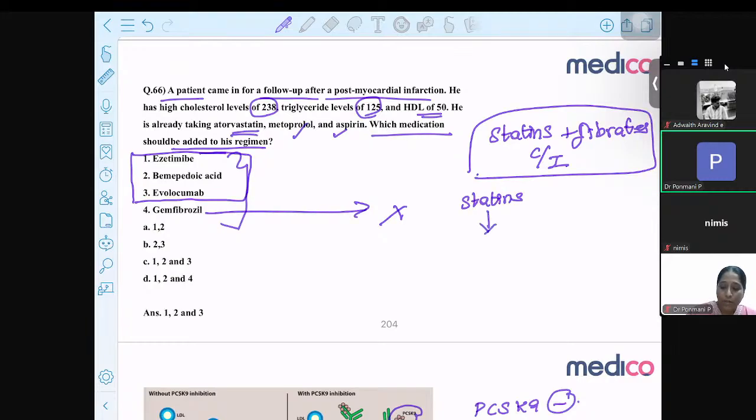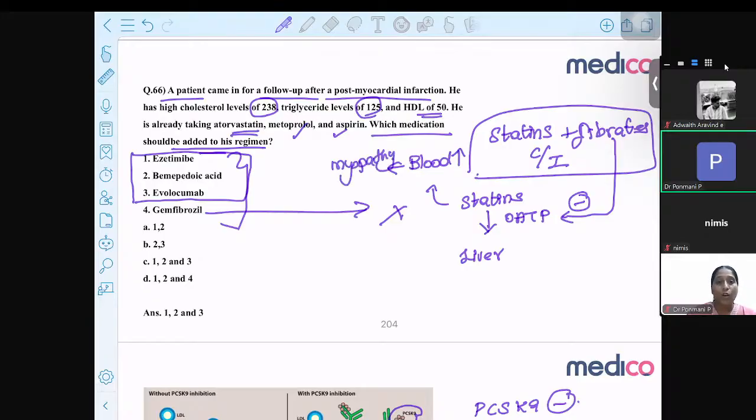It is going to be taken into the liver with the help of a transporter, the OATP transporter. Fibrates inhibit the OATP transporter. Hence, statins will not be taken into the liver. Now, what happens? The blood levels of statins will increase, and this can also cause myopathy. So the myopathy is going to get worsened. That is why we are not going to combine statins and fibrates together.